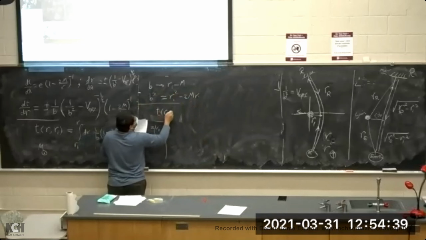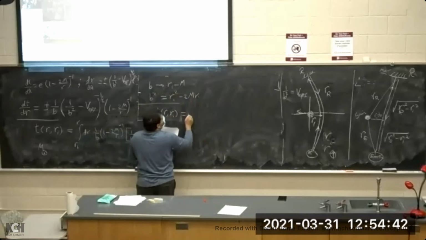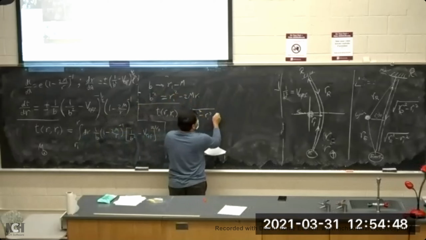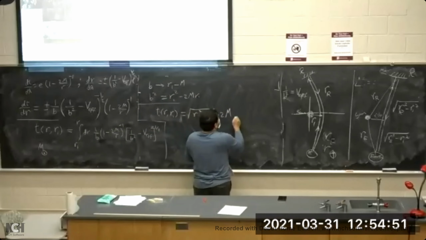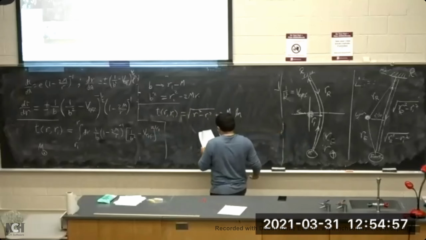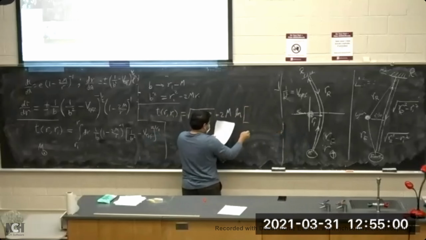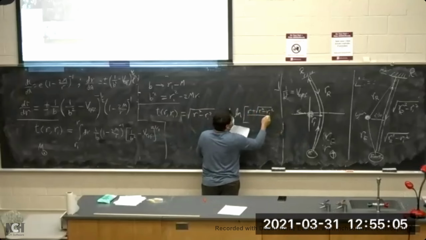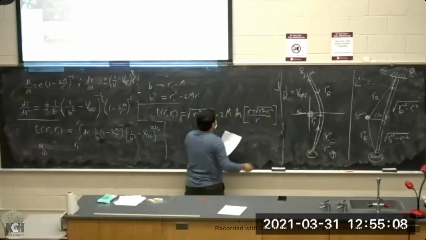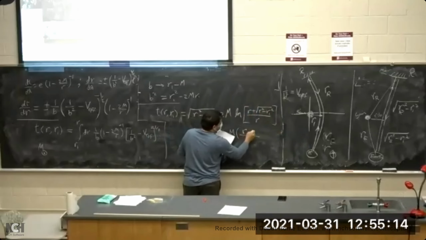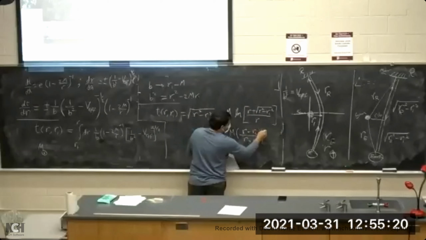T as a function of R and R1 is equal to the square root of R squared minus R1 squared, plus 2M ln of (R plus the square root of R squared minus R1 squared) over R1, plus M times ((R minus R1) over (R plus R1)) to the power of one half.